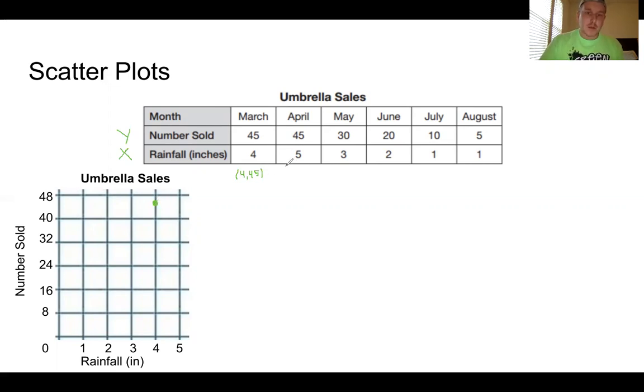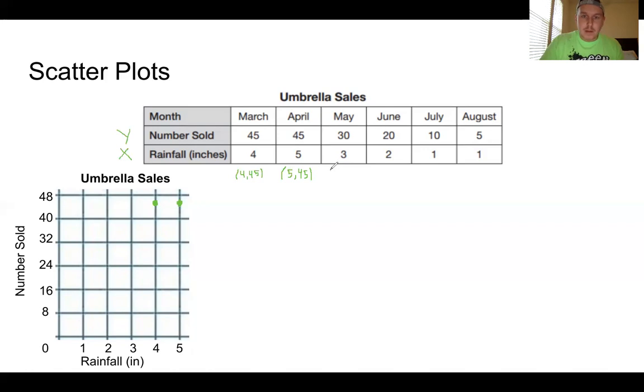Let's take a look at the next one. This one, there were 5 inches of rainfall, but there was still 45 umbrellas sold. So the cool thing about scatter plots is we can actually have a lot of points at the same one, okay? So on this one, start at the origin, move over 5, move up to 45, and we put a dot right here. And that gets us our number sold in April.